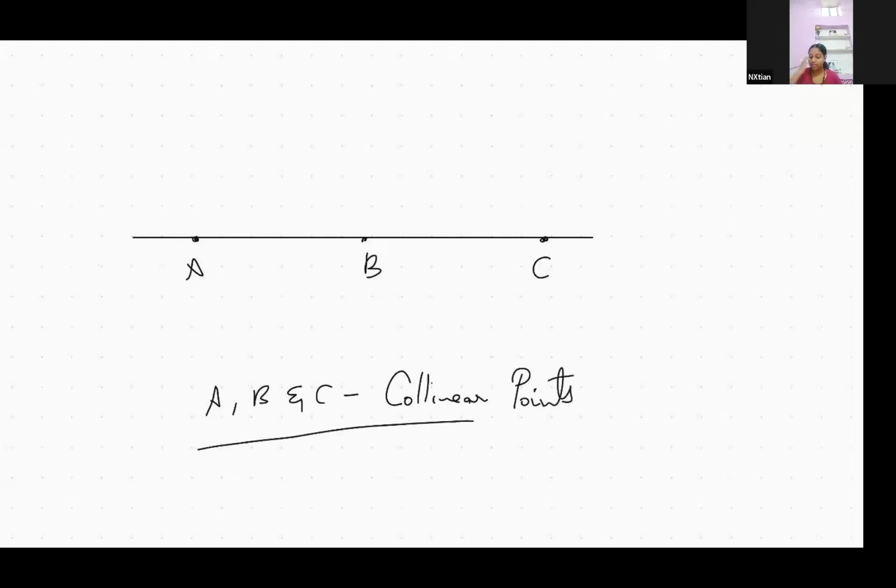Suppose I have one more point here, D, and here E. Are D and E collinear points or not? No, because they are not on the same line. Yes, they are not collinear points. But if you draw a line between D and E, then D and E also will become collinear. Yes, that's right.